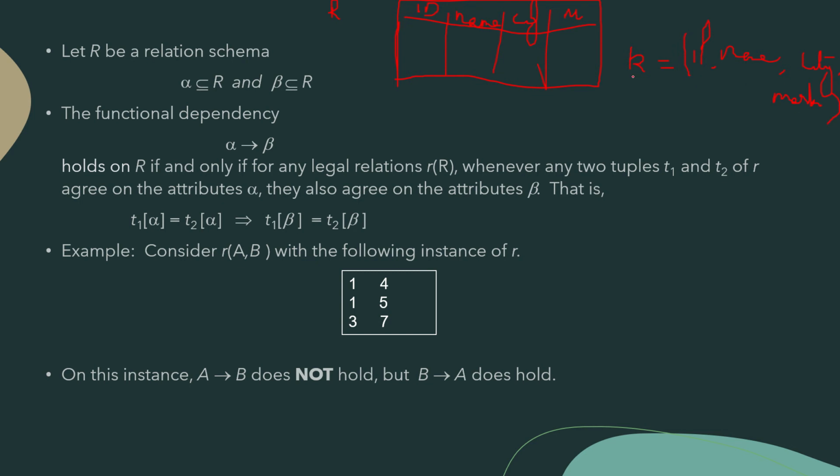So this is the relation schema. Relation schema means we are just writing all the attributes of this table in brackets. That is called the relation schema. So this indicates that we have a table with all these attributes. So suppose we are taking alpha and beta as any subset of this table. So this alpha and beta can be any subset. We know the meaning of subset. So let alpha and beta be two subsets of this table.